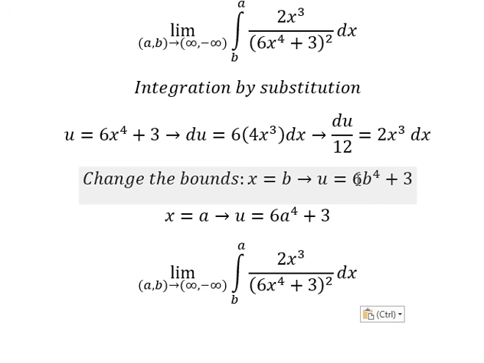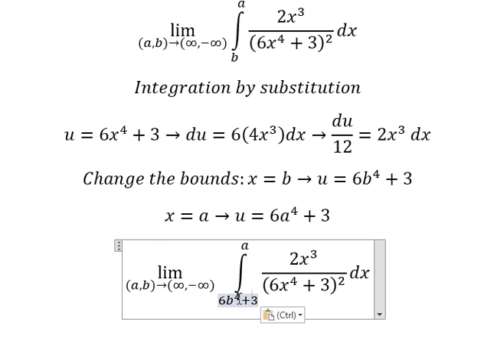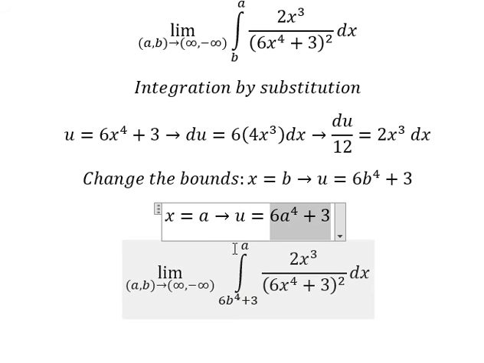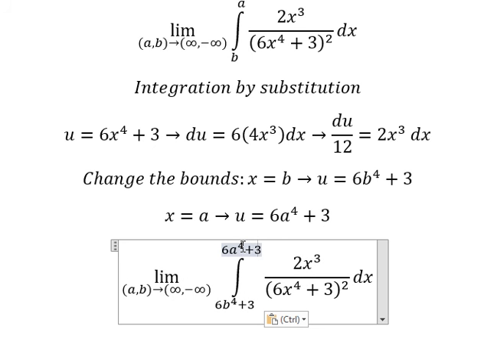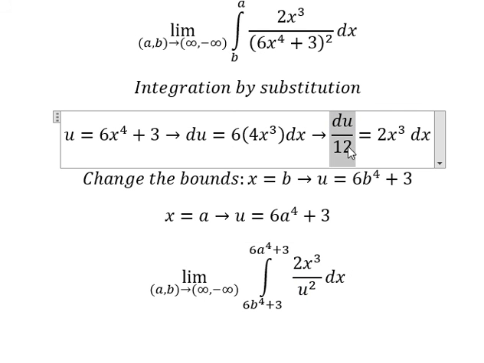So b, we change by this one. a, we change by this one. This one we change by u. 2x to the power of 3 dx we change by du over 12.